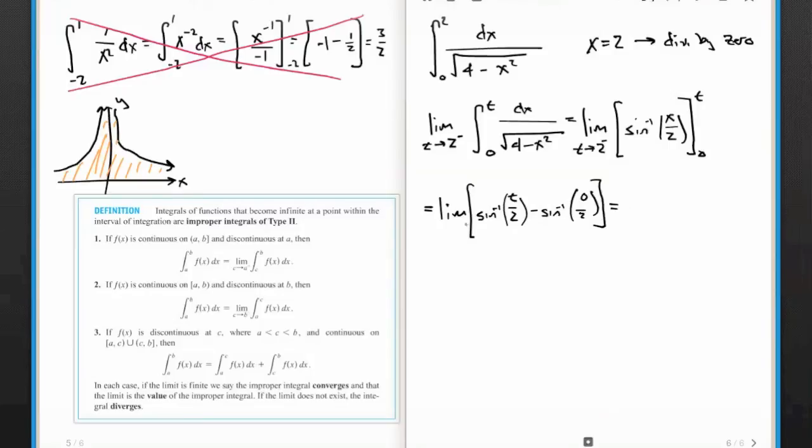And so that equals, where does the sine go to infinity? We have to think about that. Or no, as it approaches 2, right? So this is going to approach 2 from the lower side. So it's 1.9, 1.99, 1.999. So where does the sine equal 1? Well, that's at pi over 2. Minus, where does the sine equal 0? Well, that's at 0. So that equals pi over 2.